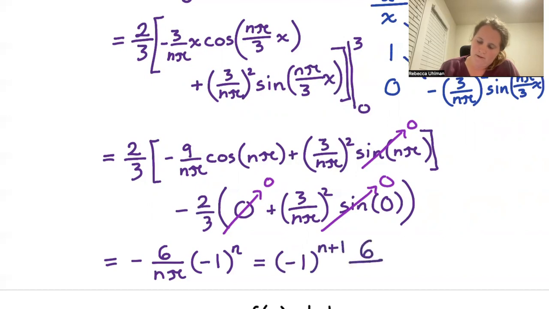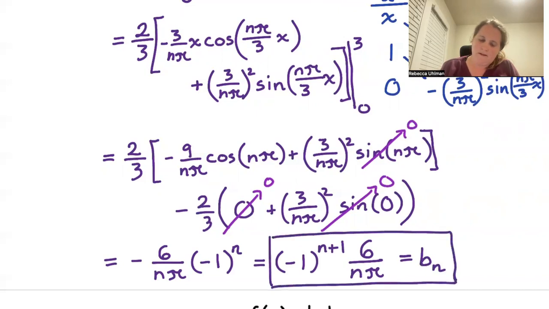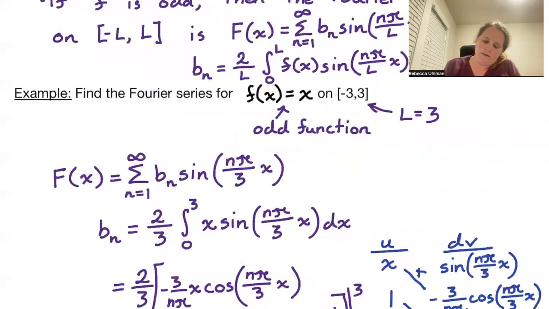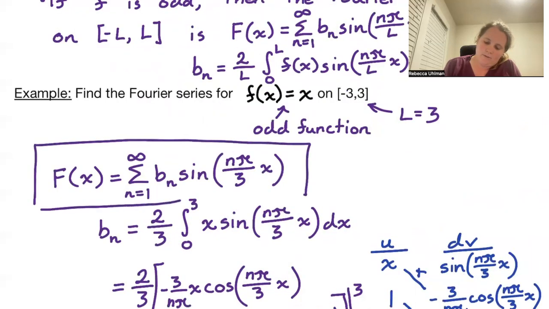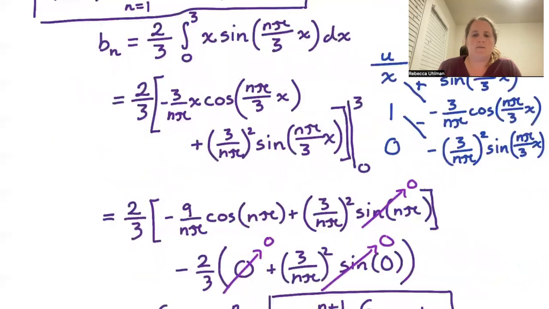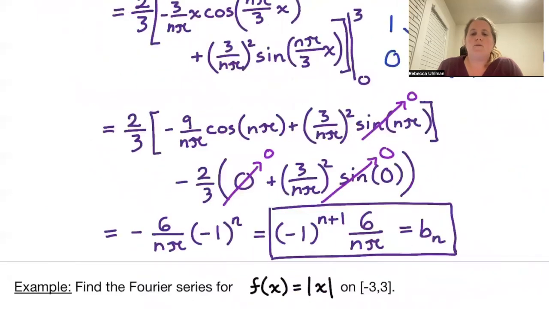Times 6 over n pi. So these are our b sub n's. And so we have our series as capital F of x as the sum from n equals 1 to infinity of b sub n sine n pi over 3 x, where b sub n is negative 1 to the n plus 1 times 6 over n pi.